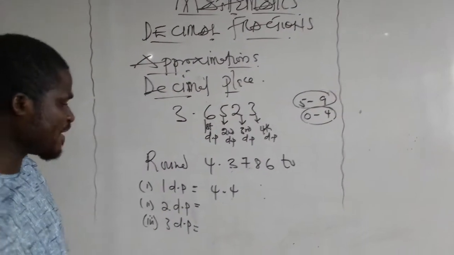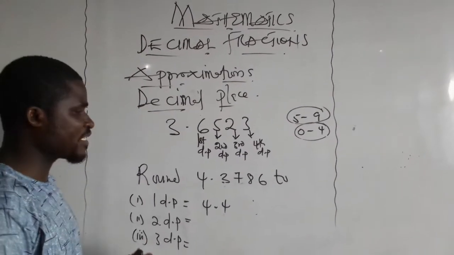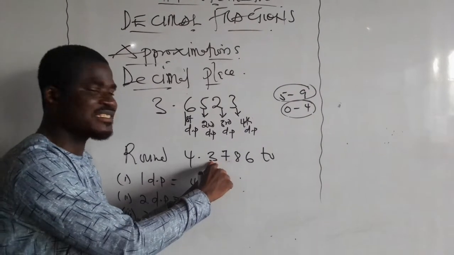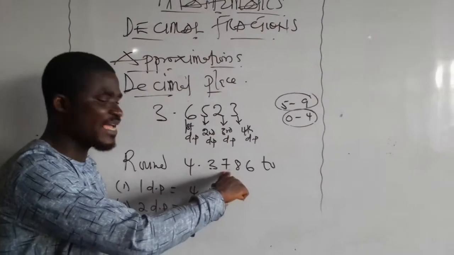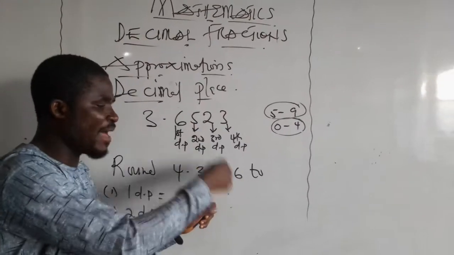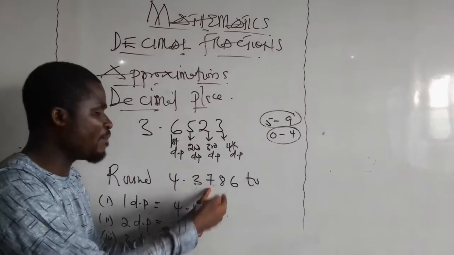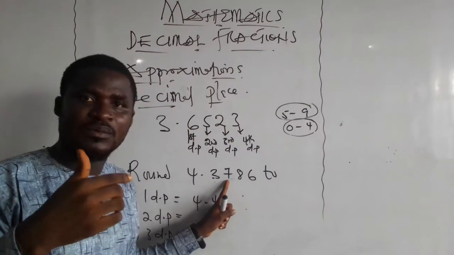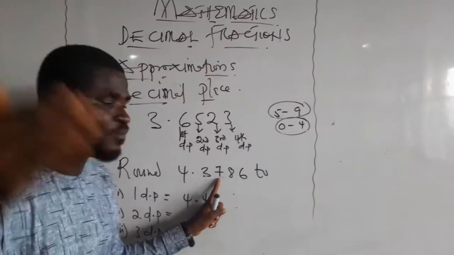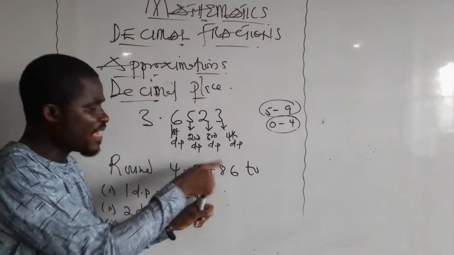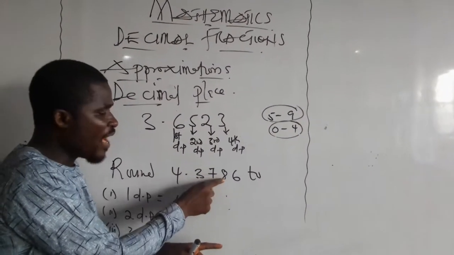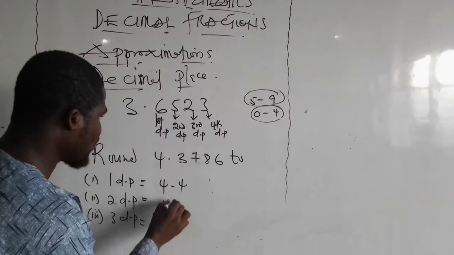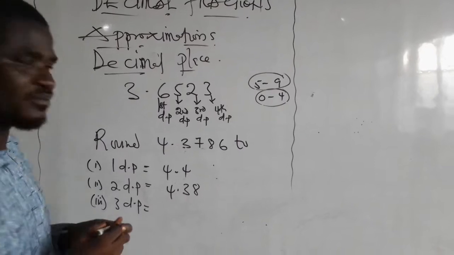Now let's go to the second decimal place. Go and identify your second decimal place. This is my first DP. This is my second DP. Look at the next number. If the next number is 5 and more, you add 1 to the 7. And look at 8. 8 is more than 5. So I'll add 1 to the 7 to become 8. So I'm going to have 4.38.